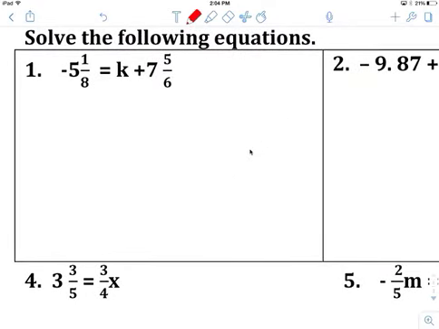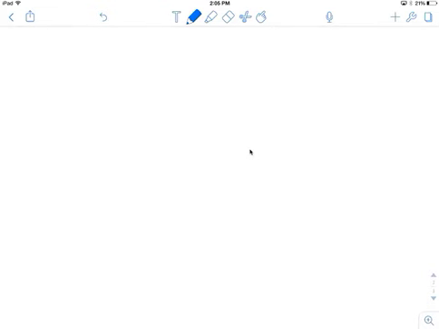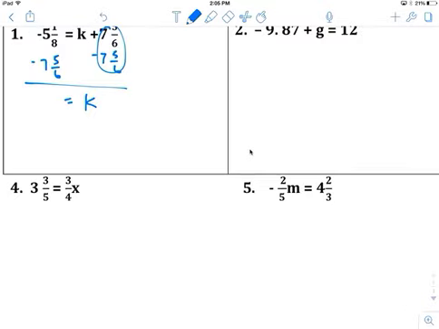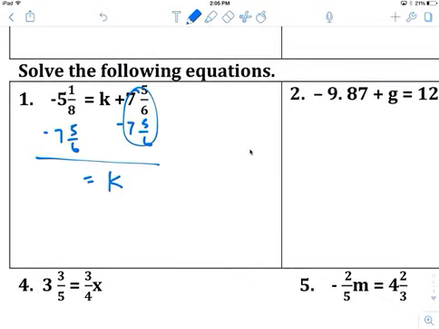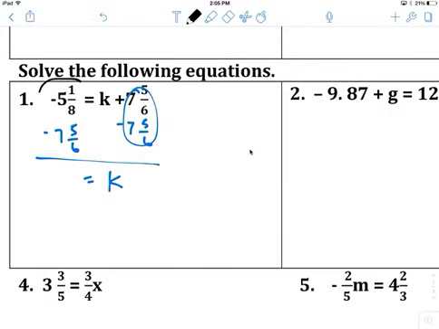This one here, you make the 7 and 5, 6 equal to 0, so you minus 7 and 5, 6, minus 7 and 5, 6. This is 0, 0 plus k is k. All right, now, sorry. Now, when you're doing this, I don't have enough room here to show the work. So I'm going to do it here. Negative 5 and 1/8. Negative 5 and 5/6.